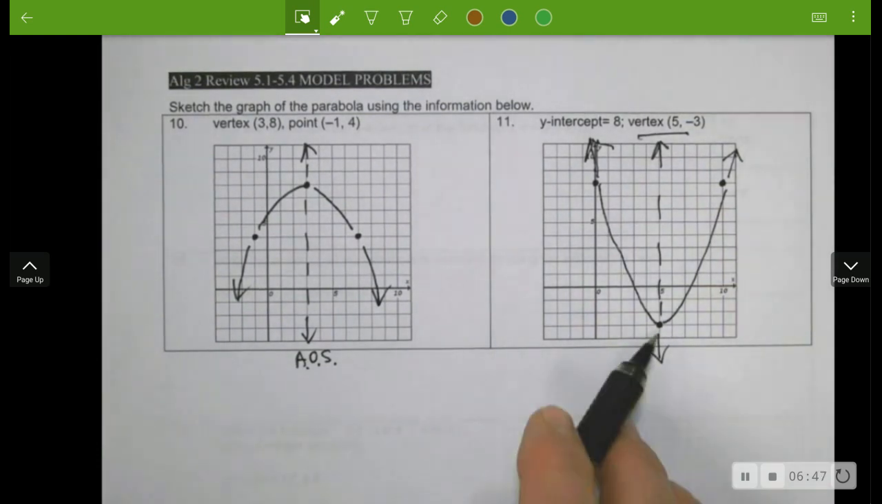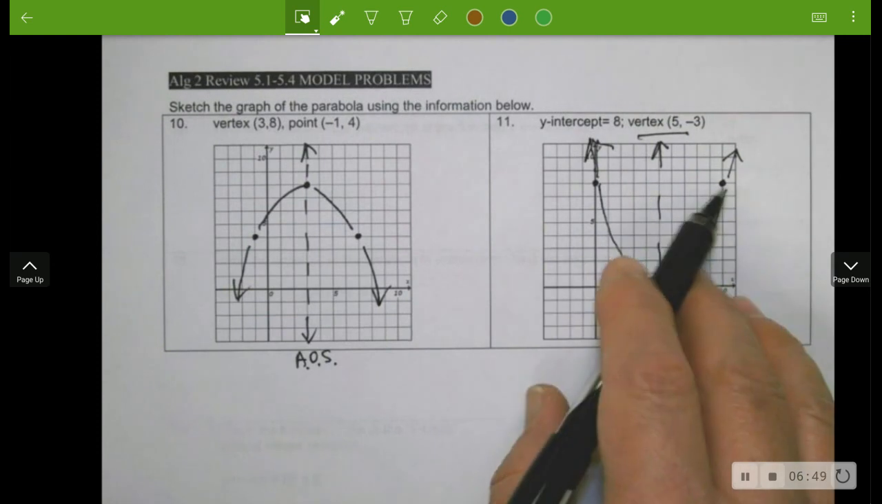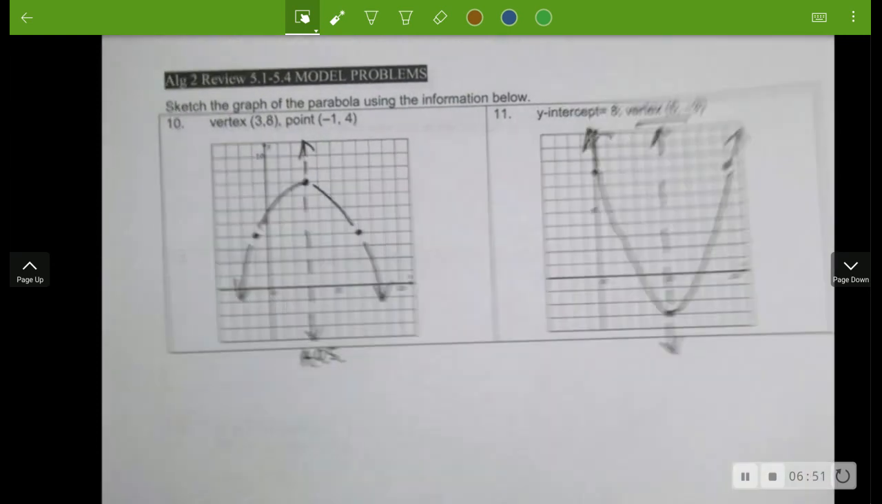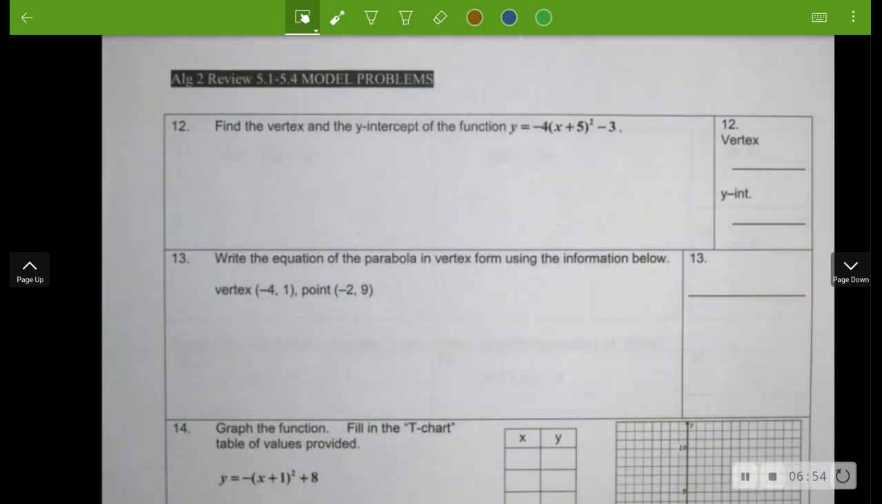Okay, they only gave me 2. I had to use logic to come up with a third one, and you'll be expected to do the same thing. All right, so we'll pick up on the next video starting with problem number 12 here.